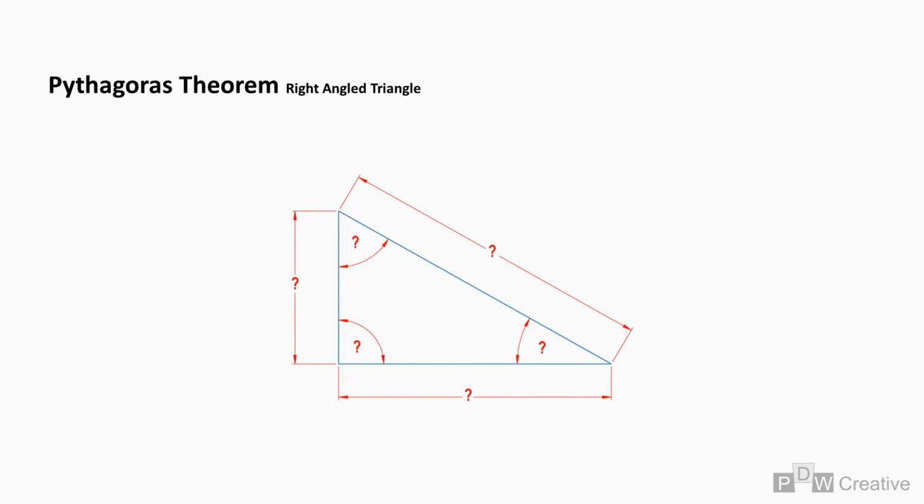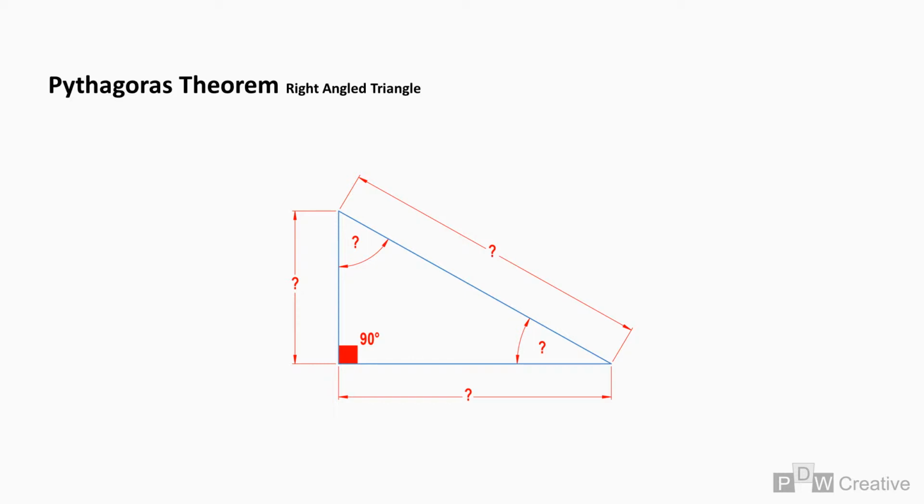As Pythagoras Theorem deals with right-angled triangles, we always start with one known angle at 90 degrees. For triangles, the three angles combined will add up to 180 degrees. Therefore, the two missing angles will equal 90 degrees.